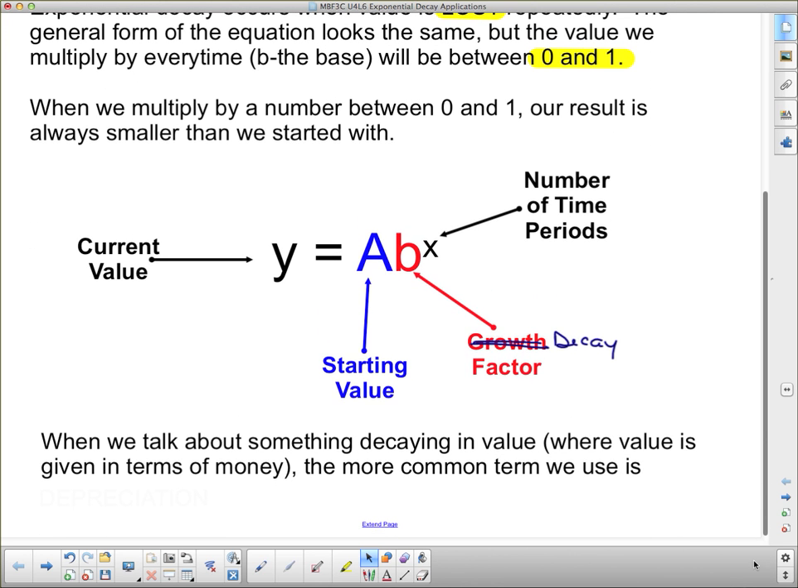So what have we got here? When we talk about something decaying in value, where the value is given in terms of money, the more common term we use is actually depreciation. So if you see me say something about a computer or car depreciates at a certain rate, we know that depreciate means that the value is getting smaller.